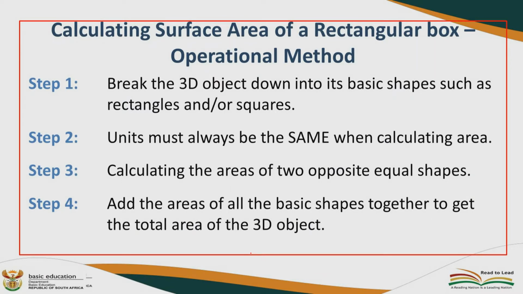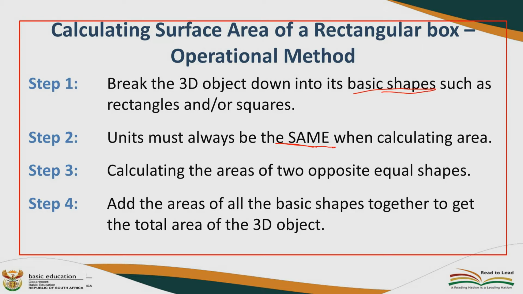Let's focus now on the main topic for the matriculants, calculating the surface area of a rectangular box using the operational method. The operational method is a practical method, which is a little bit easier. Step number one, you break the 3D object into basic shapes, such as rectangles, squares, circles, triangles. Step number two, units must always be the same. That's what is important when you are doing surface area and volume.